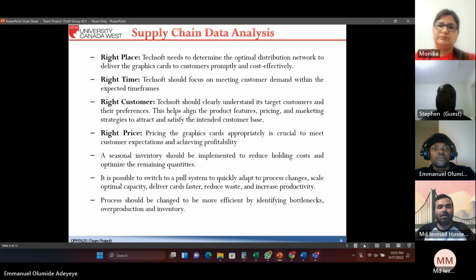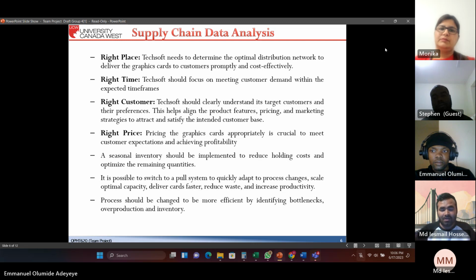So for the right place, TechSoft needs to determine the optimal distribution network to deliver the graphics card to customers promptly and effectively. For the right timing, TechSoft should focus on meeting customer demand within the expected time frames. And for the right customer, TechSoft should clearly understand its targeted customers. And the right price. The pricing is very important. Pricing the graphics cards appropriately is crucial to meet customer expectation and achieving profitability.